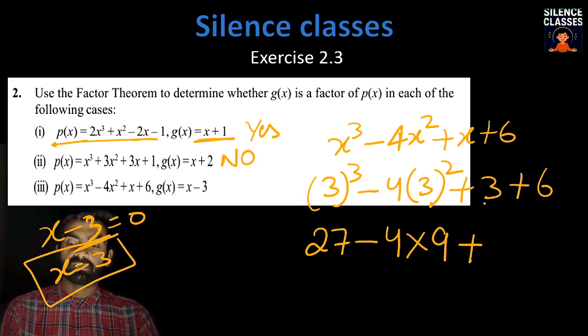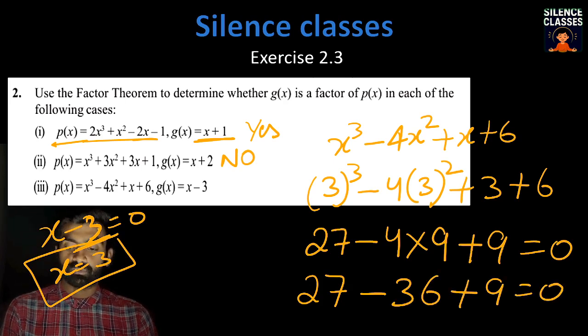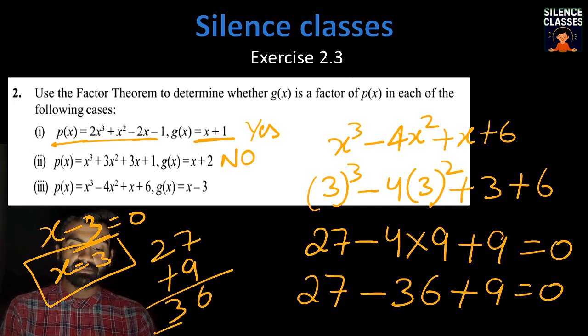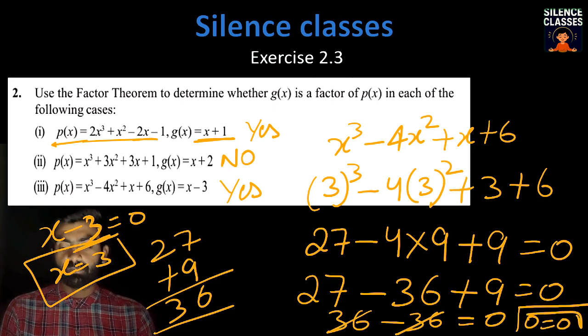Okay, so we will get 6 plus 3, we will get 9 is equals to 0. Okay, so we will get 27 minus 4 9s are 36 plus 9 is equals to 0. So we can add it out. Once we add 27 plus 9, we will get 36, minus 36 is equals to 0. We can cut this out. Yes, we can say, because 0 is equals to 0 is coming, x minus 3 is the factor of this particular given polynomial. I hope you guys understood how we have done it.